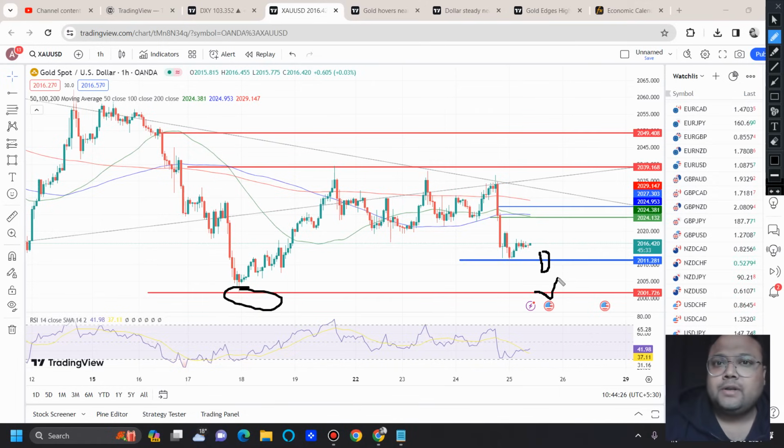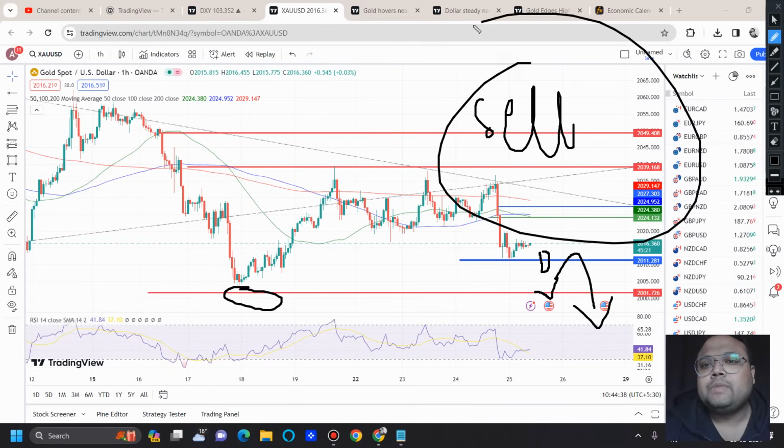But as a day trader, we need opportunities. We can hit the buy button if the market takes support. The second time, when the market comes down again, do not look for a buy. Instead, look for a sell below the 2000 level. You can see the same level, but the first time we look for a buy and the second time we look for a sell.